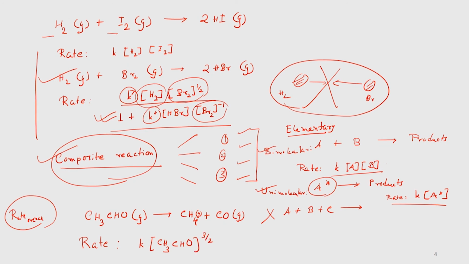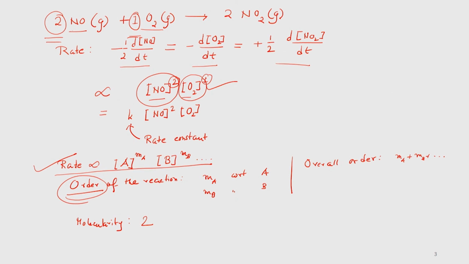Now, you see that this has an order, but this order is fractional, it is 3 by 2. So, it is very interesting that in most cases for a composite reaction you won't get the order simply the way we had written it, something like A to the power m A, B to the power m B. Only when you can write it like that does the order of a reaction have a meaning; for a composite reaction otherwise it does not have any meaning.